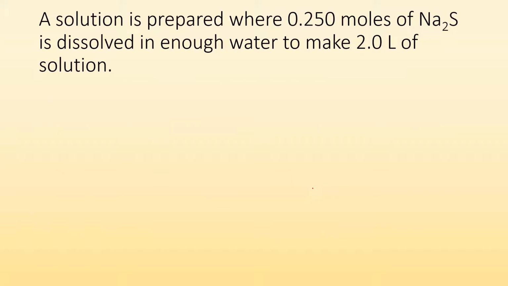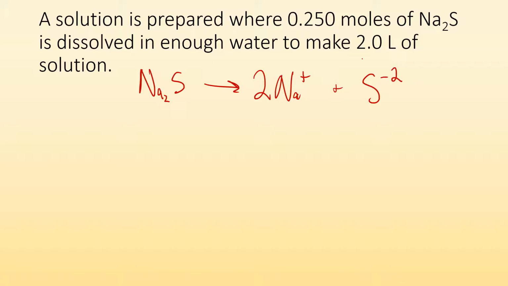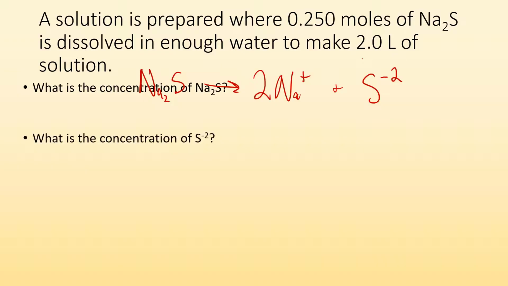So let's take a look at this. A solution is prepared. Hey, this looks a lot like my last one. So what's happening is I know Na2S is going to split up to become 2 Na pluses and a sulfide minus 2 ion. So what is the concentration of Na2S? Well, we already determined it to be 0.125 molar, which then, rounded, is 0.13 molar. So what is the concentration of the sulfide ion? Well, for every one compound, I end up with 1 sulfide ion. So it's going to be the same thing. It's going to be 0.13 molar.